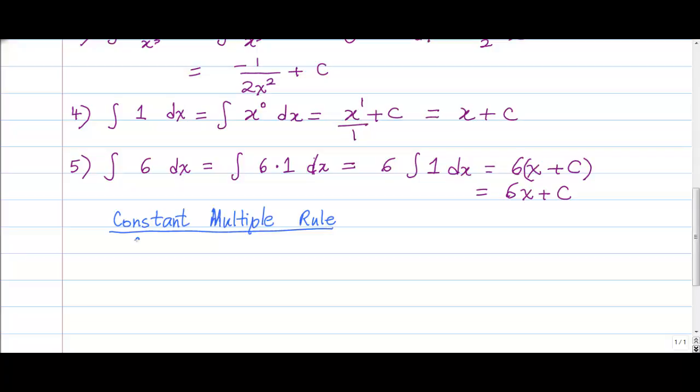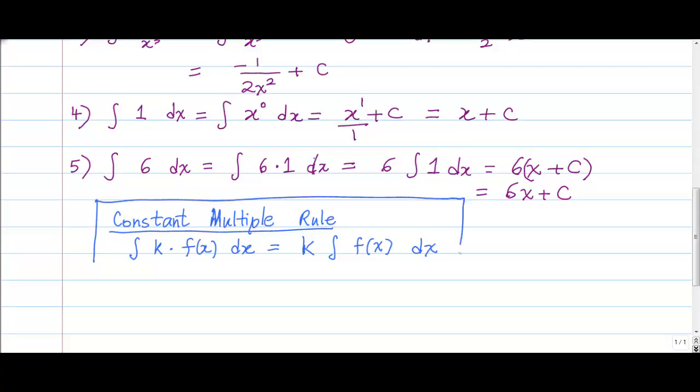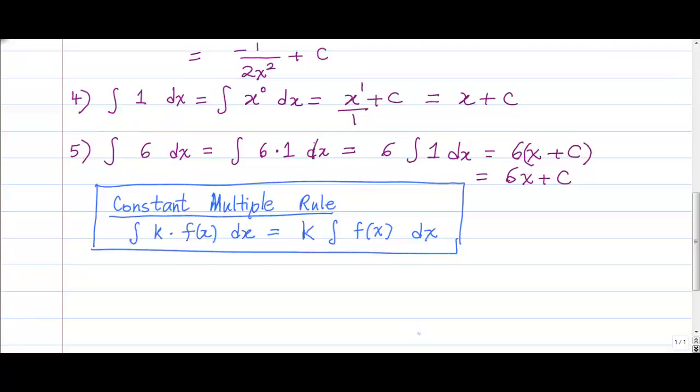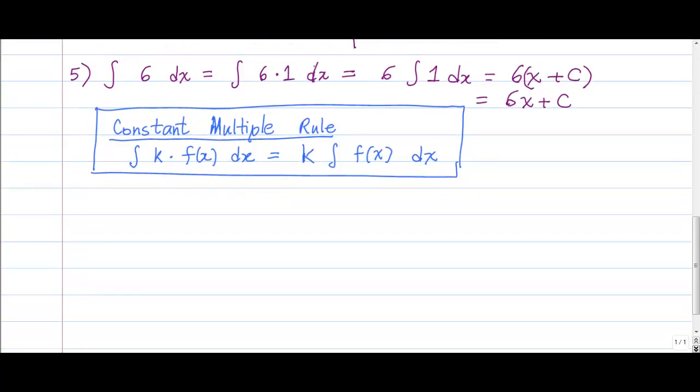The constant multiple rule says the integral of k times some function f of x dx, you can just pull that k to the outside. That's k times the integral, like we did above. Okay, this is the constant multiple rule. Just like with derivatives you leave the constant multiple alone, you also leave the constant multiple alone for integrals. Okay, let's do another example.